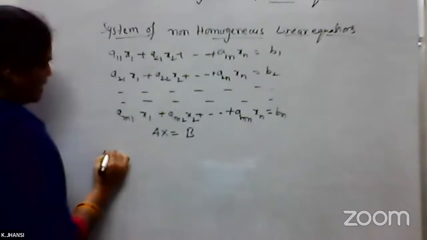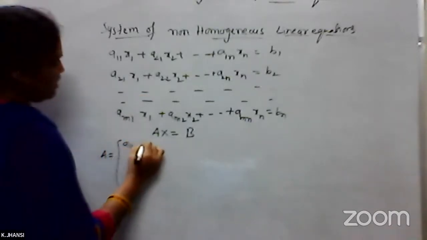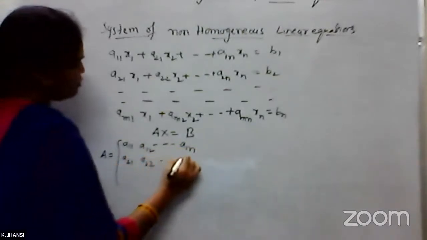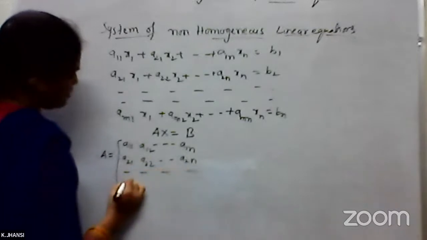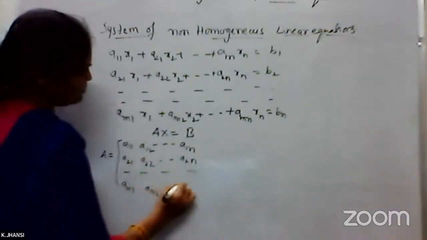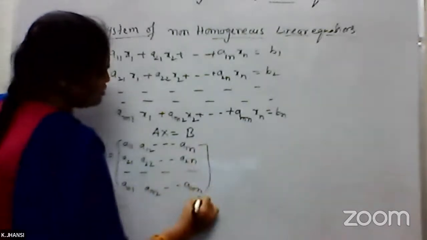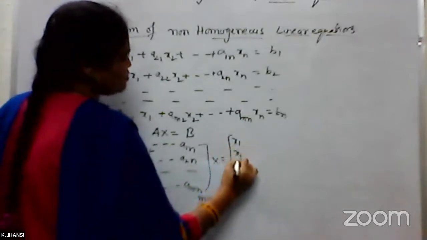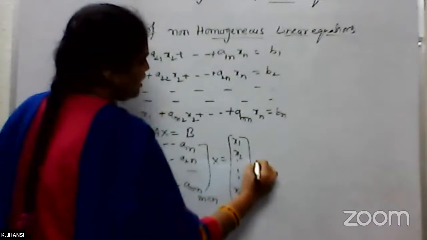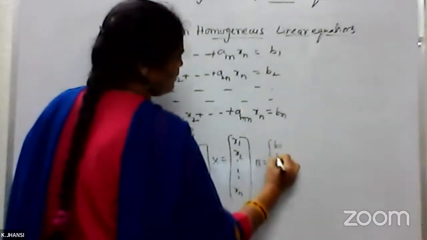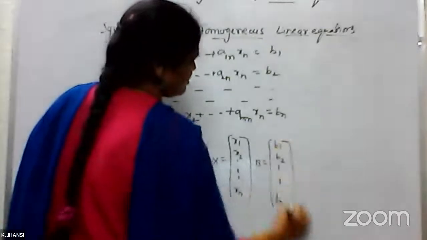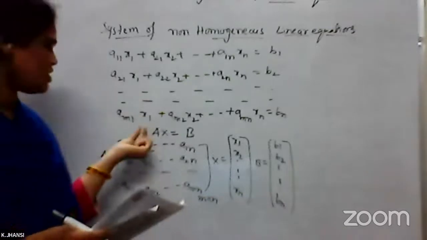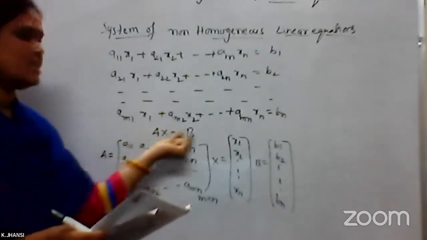So here we'll write A as a11, a12, and so on up till a1n, a21, a22, and so on. This will be m cross n, and X will be x1, x2, and so on up till xn, and B is equal to b1, b2, and so on up till bn. So the equation of this non-homogeneous linear equation will be in the form AX = B.